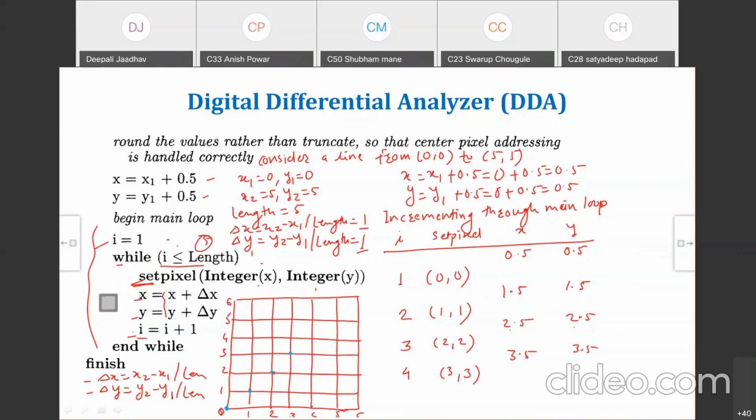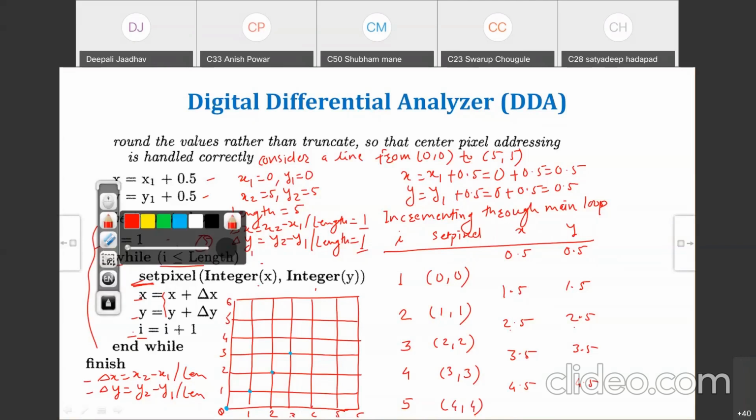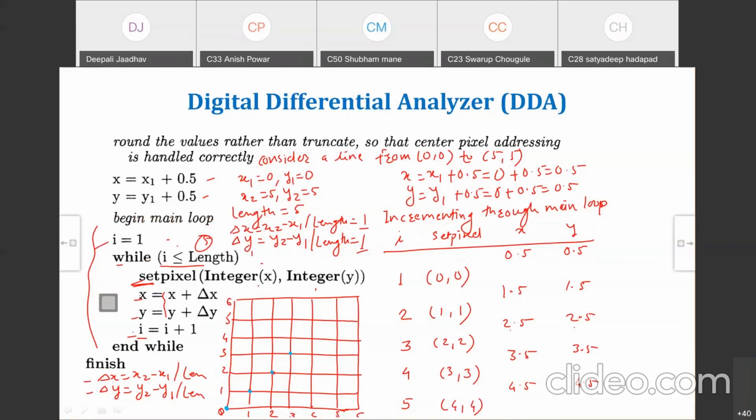Next, after set pixel, x increased by delta x, y increased by delta y, 1 is added here, it becomes 4.5, 4.5. Increase the value of I by 1, I becomes 5 now. Whether it is less than or equal to length, it is equal to length. So again enter into the loop, set pixel 4, 4. So here 4, 4. This pixel is generated.